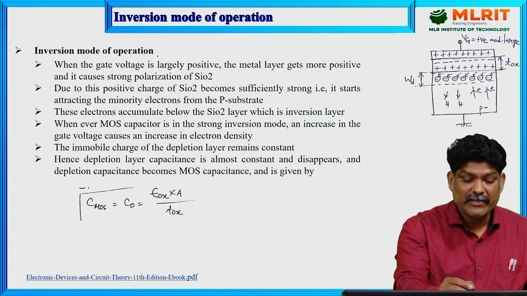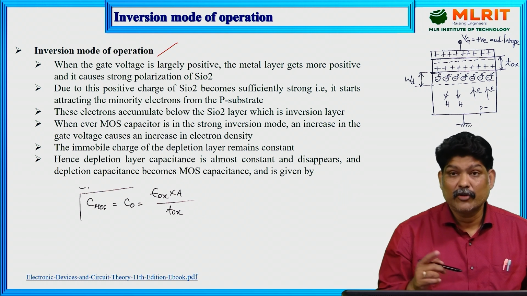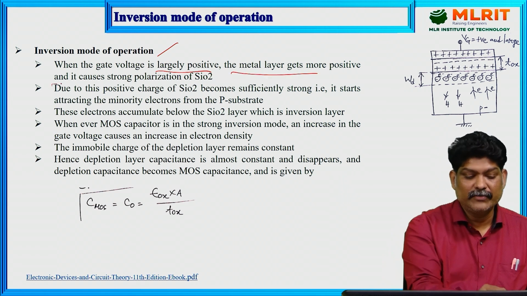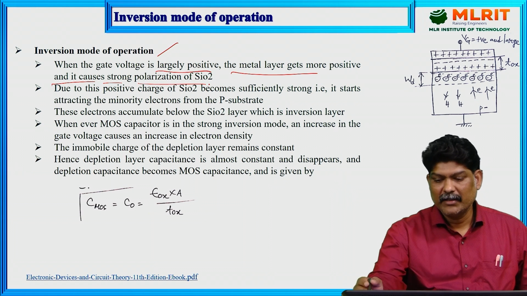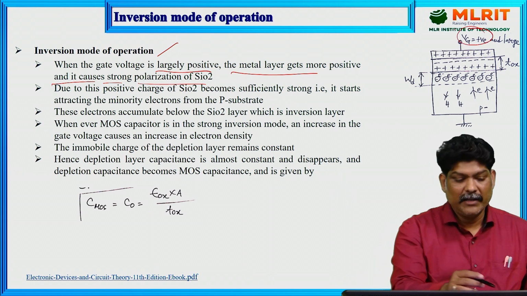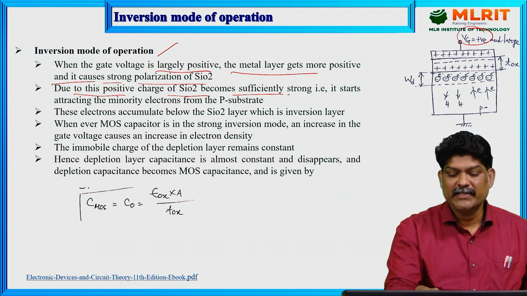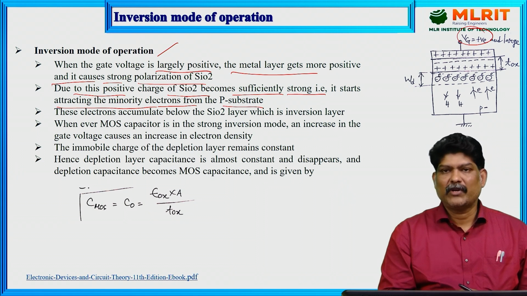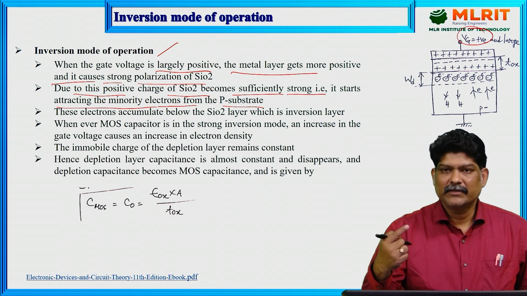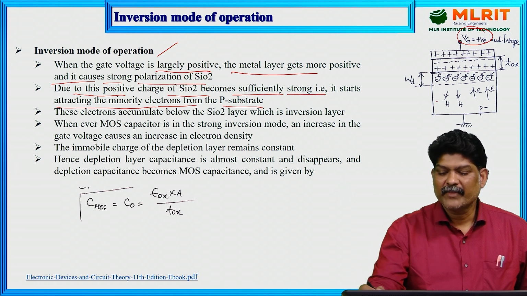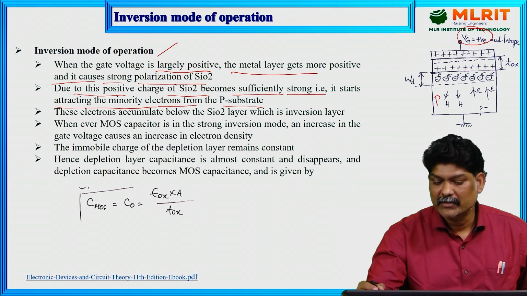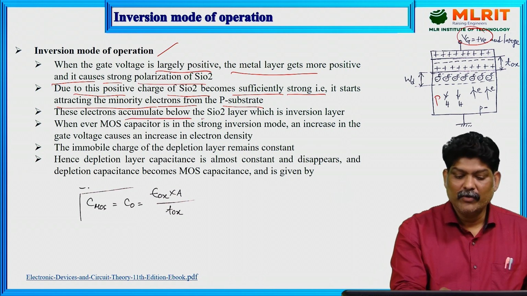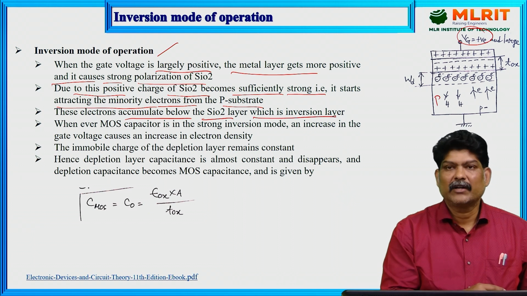Now coming to the inversion mode of operation. In inversion mode, the gate voltage is largely positive. If you apply a positive voltage to the gate, the metal layer gets more positive and it causes strong polarization of SiO2. Here we are giving a large positive value. Due to this, the positive charge at the SiO2 becomes sufficiently strong that it starts attracting the minority electrons from the P substrate. In this P substrate, electrons are minority charge carriers, and they are attracted towards the oxide layer. So these electrons accumulate under the SiO2 layer, which is called the inversion layer.